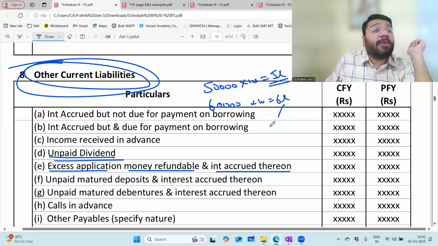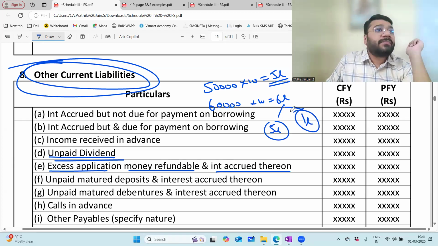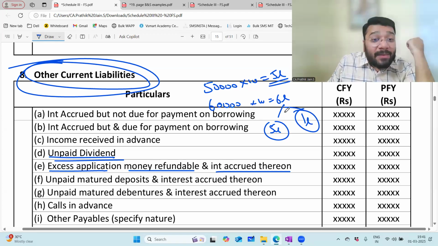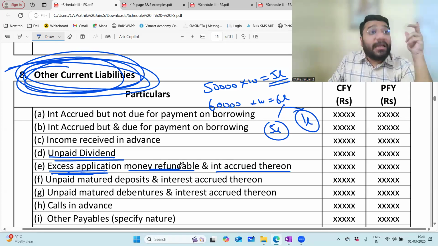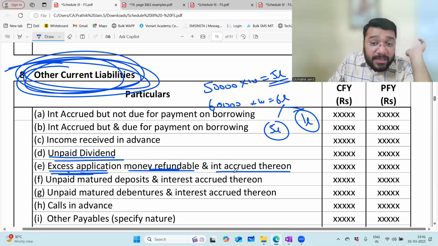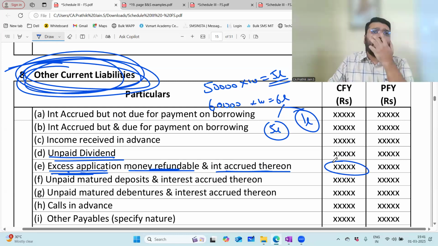In that 6 lakh, how much will you transfer to capital account? 5 lakh. The remaining 1 lakh you have to refund, no? So until you refund, this money will be a liability. So where under liability? Under other current liability. So excess application money which is refundable, and on that if you're paying any interest, then that interest put together will be shown under other current liability.